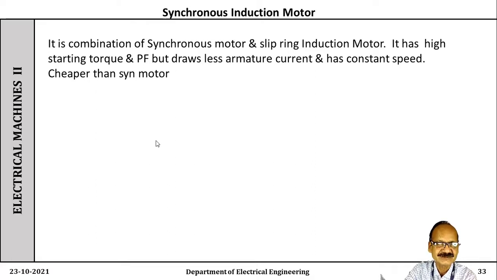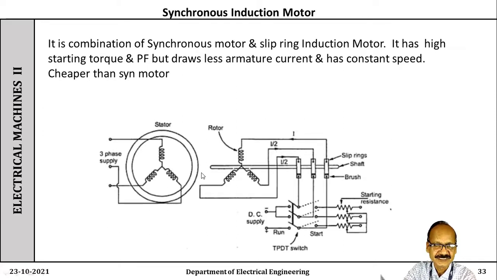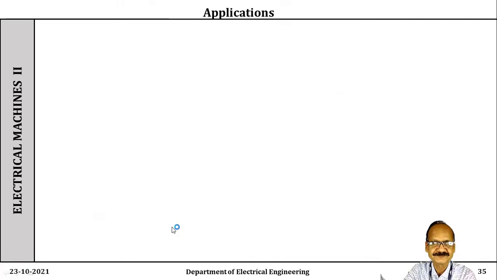Now let us see the synchronous induction motor. What is this synchronous induction motor? It is the combination of a synchronous motor and a slip ring induction motor. It has high starting torque and a high power factor, but draws less armature current, has constant speed and is cheaper than the synchronous motor. Okay. So, if you observe this diagram carefully, just a minute.